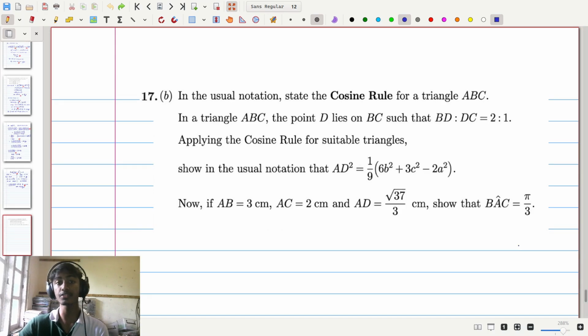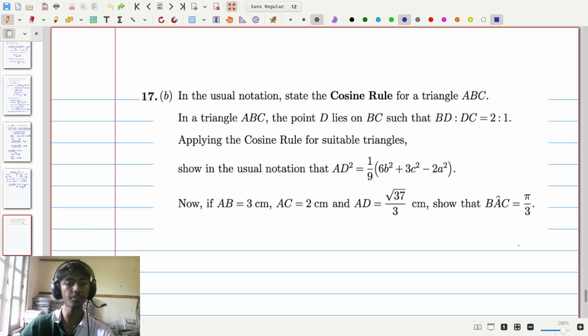The first part of the question says, in the usual notation, state the cosine rule for a triangle ABC. The question then says, in a triangle ABC, the point D lies on the line BC such that the ratio of the lengths BD to DC is 2:1. Given this, they ask us to apply the cosine rule for suitable triangles and show that in the usual notation, the length AD squared is equal to 1/18 times (6b² + 3c² − 2a²).